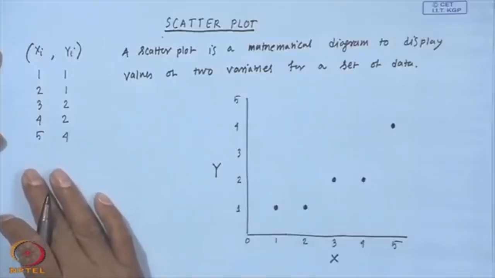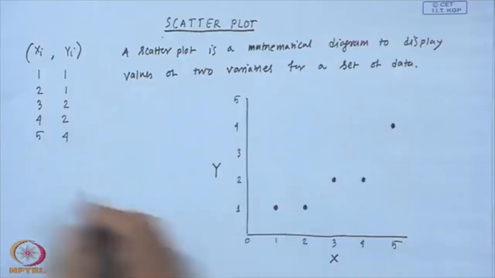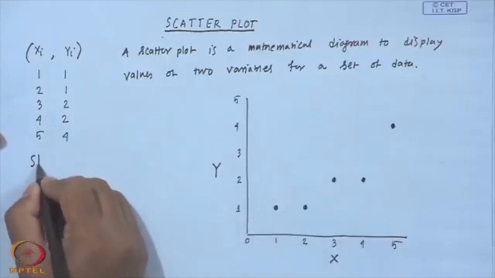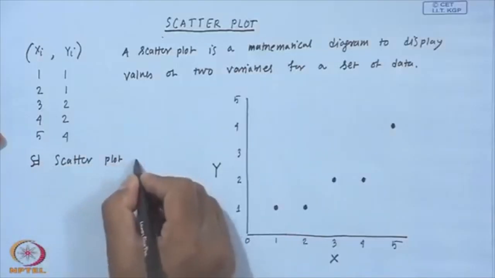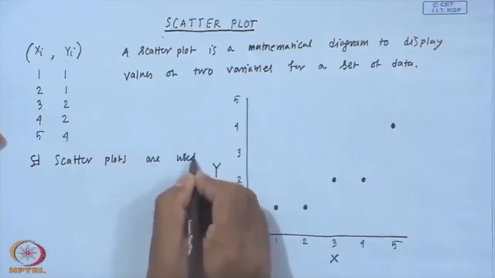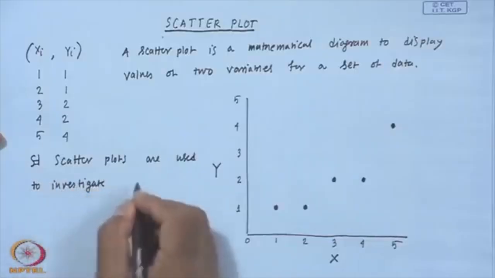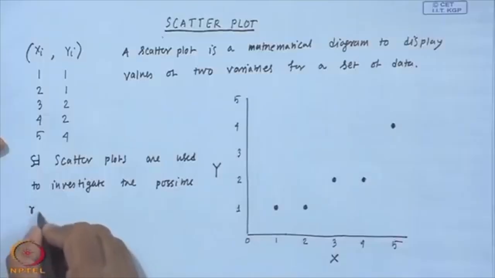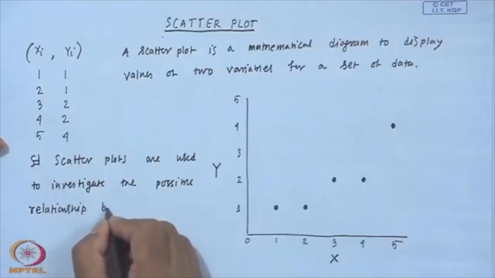So, this is the scatter plot corresponding to the data for the Disney toy problem, and these scatter plots are used to investigate the possible relationship between 2 variables. So, scatter plots are used to investigate the possible relationship between the variables.